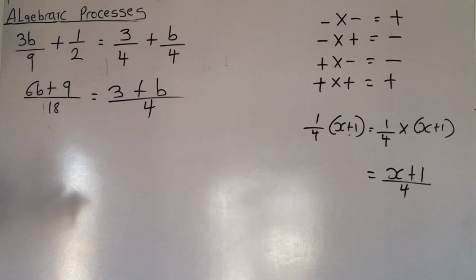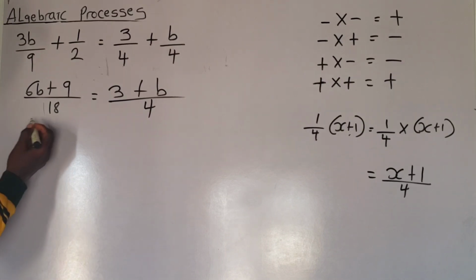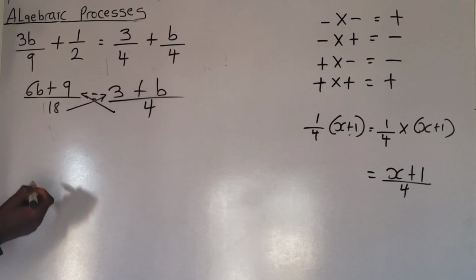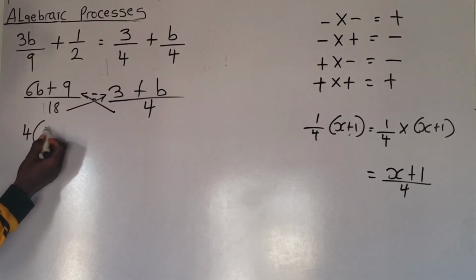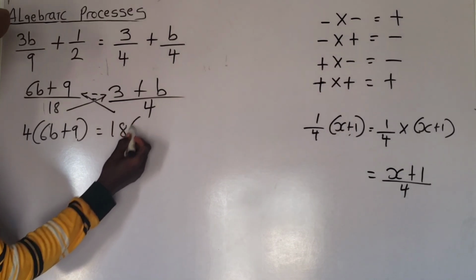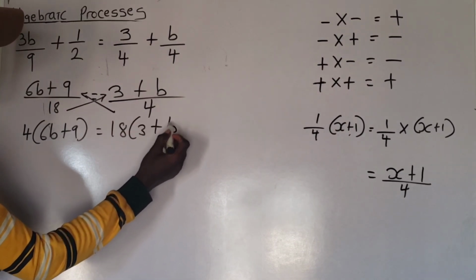When the sign between two fractions is an equals to sign, we are going to take the cross product. You understand? So for this, this 4 will multiply this, and this 18 will multiply 3 plus b. So I'm going to have 4 into bracket 6b plus 9 is equals to 18 into bracket 3 plus b.